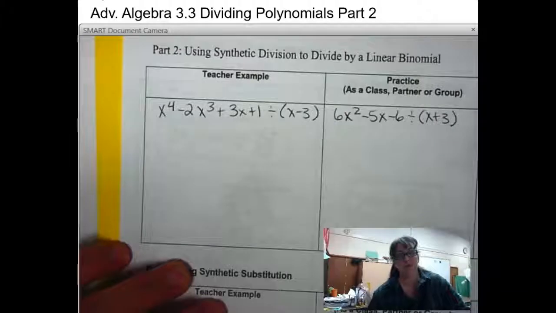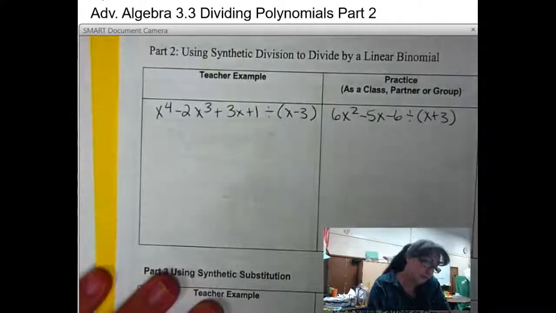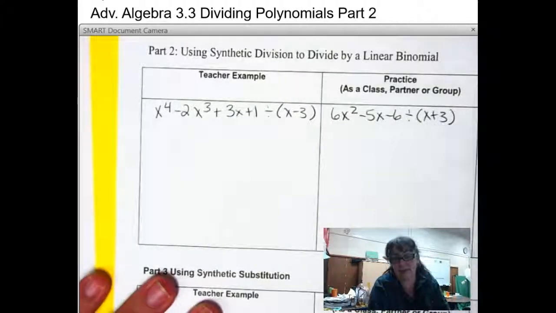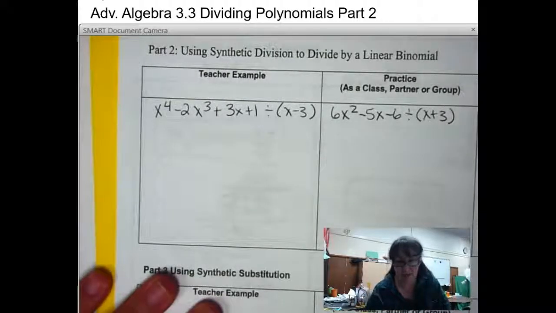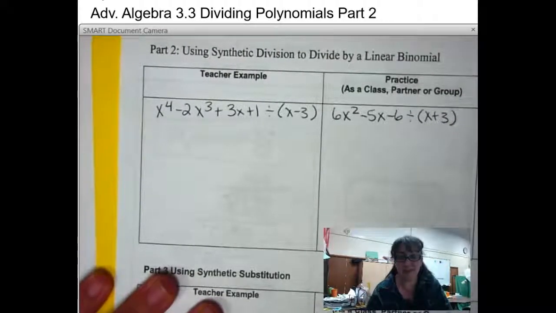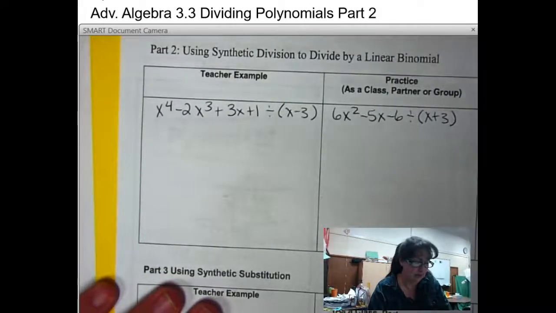So we've got x to the fourth minus 2x to the third plus 3x plus 1 divided by x minus 3. So synthetic division is kind of a shortcut to dividing, which is really helpful, and it's really nice. It's a little bit confusing, but it works.